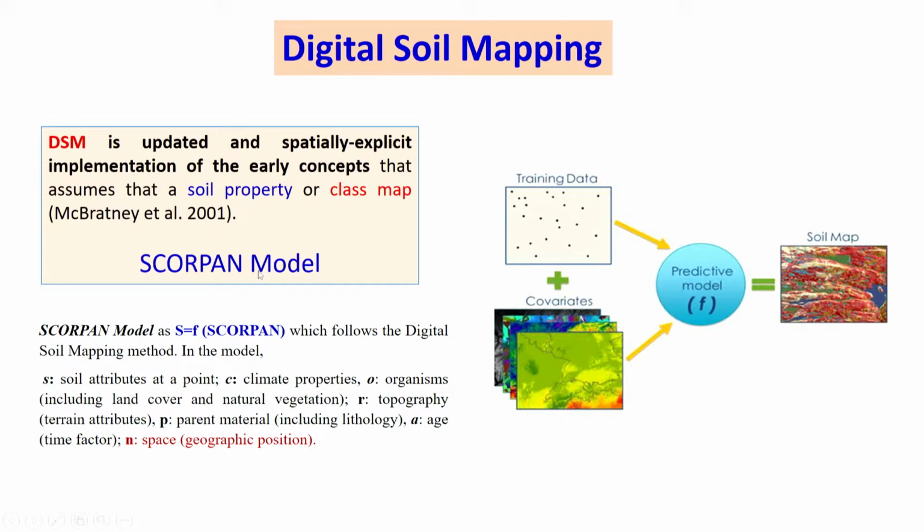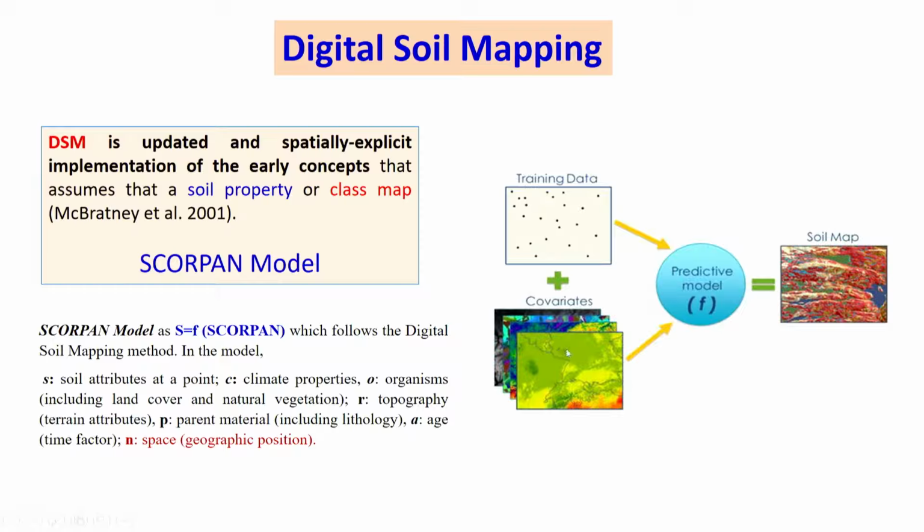What we do in this is take soil samples randomly spread over your area. The soil samples should be thoroughly spread over your area so that you are able to establish the relationship. Then we take the covariates. Covariates means different maps.